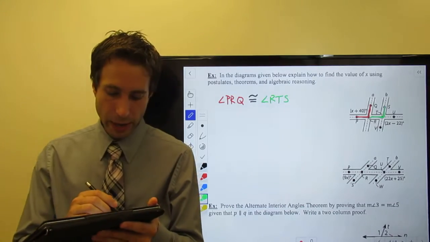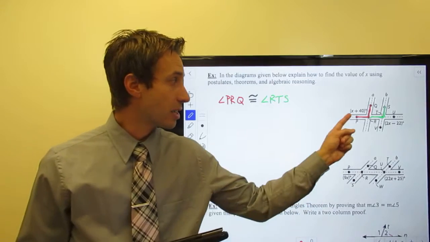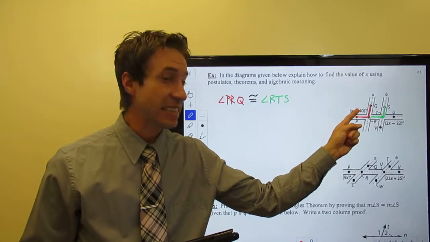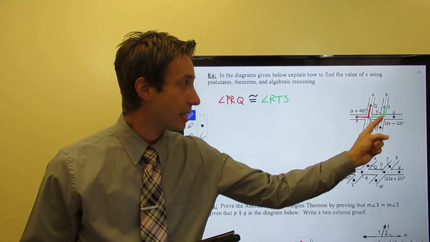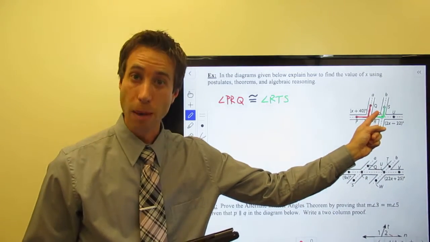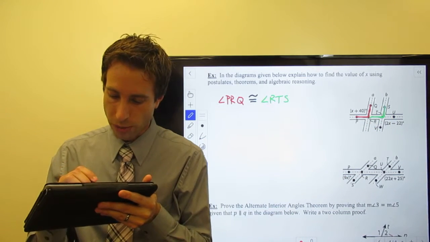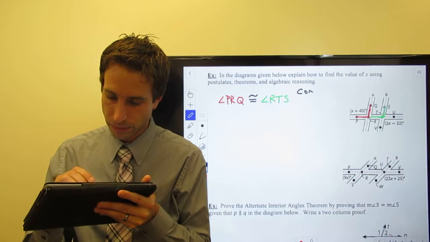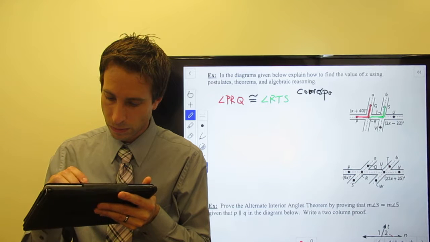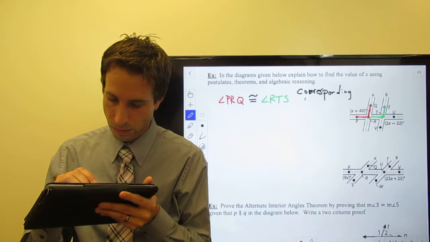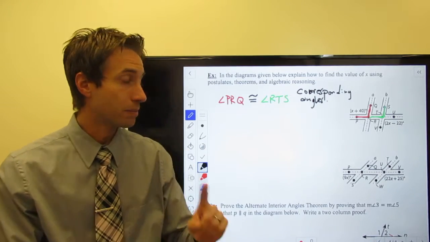Hopefully what you remember is that those are corresponding angles. This angle right here is in the top left-hand corner of that intersection. This angle right here is in the top left-hand corner of a different intersection. Those are corresponding angles. Okay, awesome. Now, check this out.